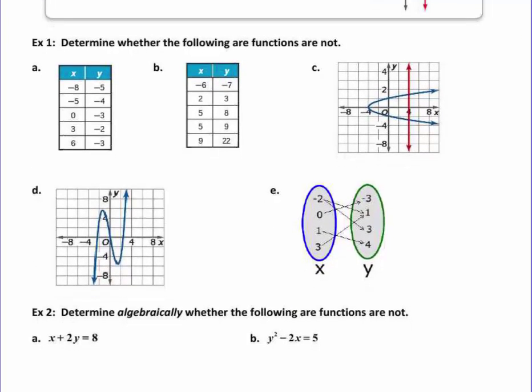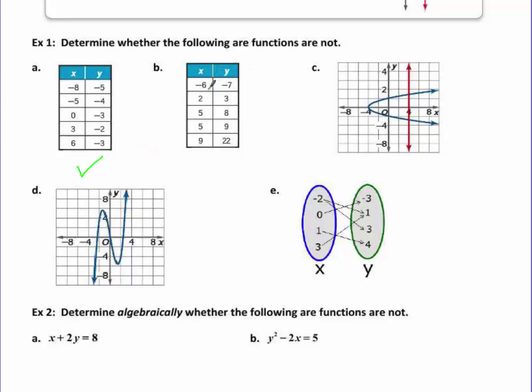So real quickly, let's do some quick examples and determine whether or not the following are functions. So we're going to decide yes or no, are these functions? On the first one, I look at it and I see that when x is -8, y is -5. When x is -5, y is -4. x is 0, y is -3. x is 3, y is -2. x is 6, y is -3. Good job. That's a function.